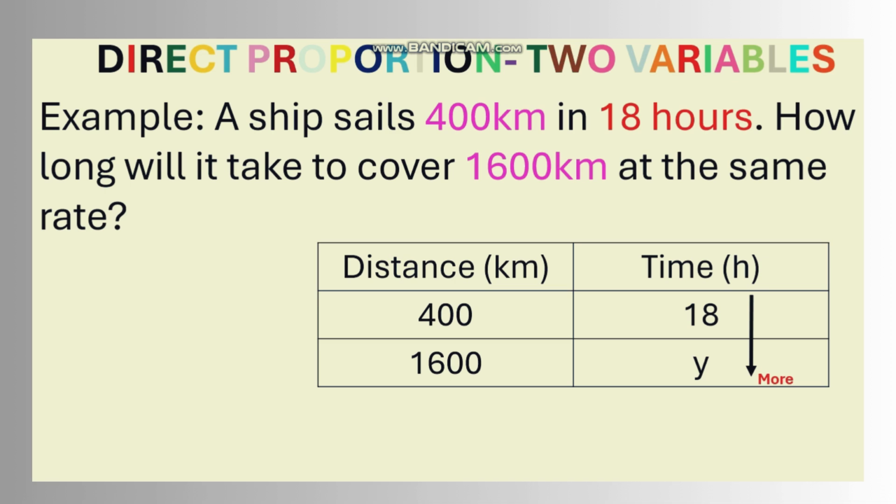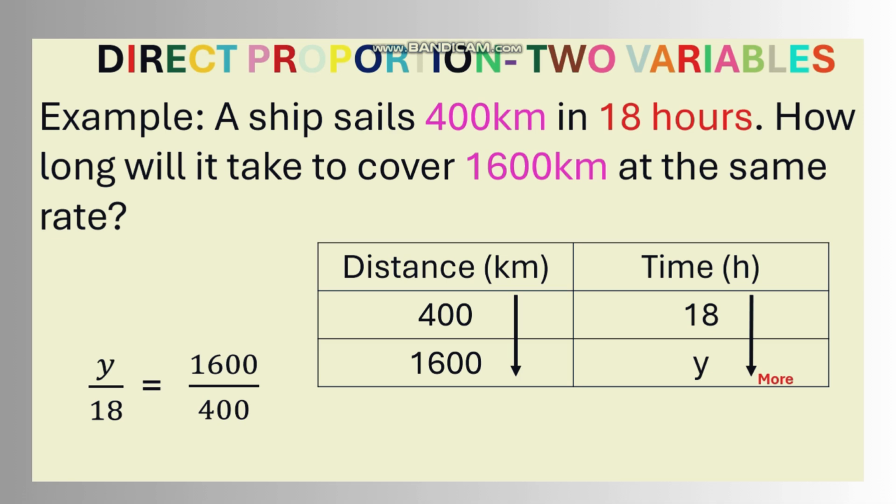And so we come to the distance part and we look at it. Which one is more, 400 or 1,600? We see that 1,600 is more and our arrow will point at it. The next step you need to know is that any number or letter that the arrow is pointing at in your proportion is going to be the numerator of the fraction. So here we are going to have y over 18 equals 1,600 over 400. It's just as simple as this.